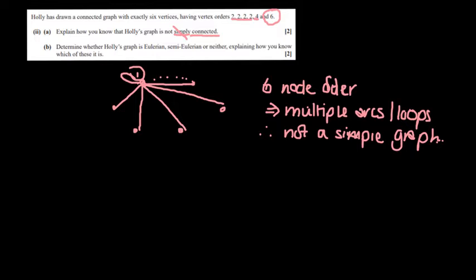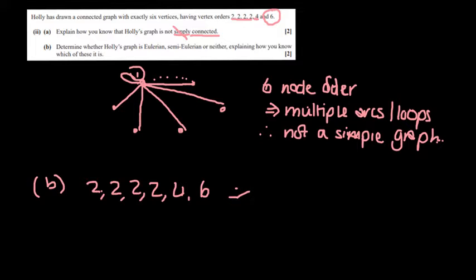Okay, part B. Determine whether Holly's graph is Eulerian, semi-Eulerian, or neither. Well, Eulerian graphs are ones where all of the node orders are even. Semi-Eulerian is where there's one pair of odd nodes, and neither is if both of those conditions fail, we're in the neither category. Well, I've got node orders of 2, 2, 2, 2, 4 and 6. They are all even numbers.